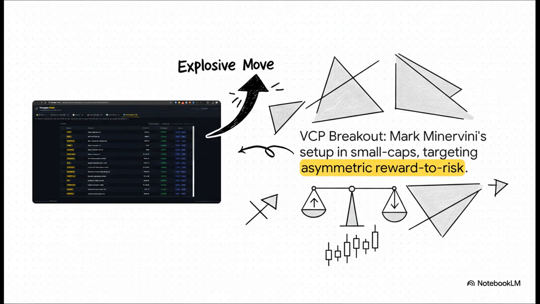This is a very specialized scanner, really for traders who follow Mark Minervini. It looks for his volatility contraction patterns specifically in small caps, which are defined here as having a market cap at or below 30,000 crore. The whole goal is to find setups that have the potential for those explosive asymmetric moves.